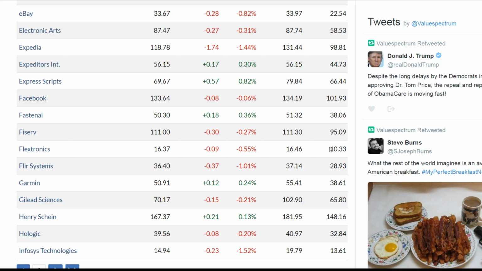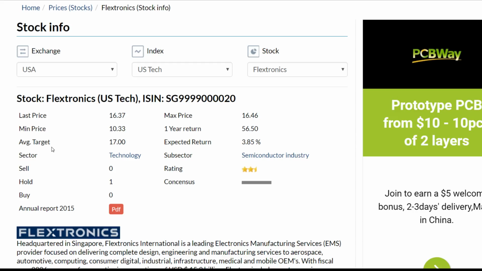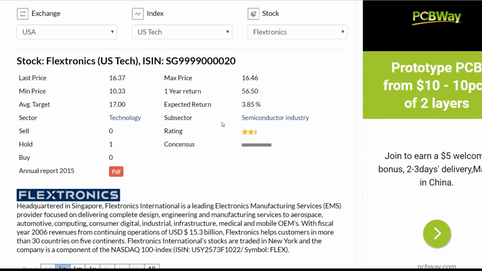Flextronics companies, the minimum price is $10.33 US and the maximum price is $16.46 US. And now the company is traded at $16.37 US, which is slightly less than the maximum price. If we click on it, we will see the details of the company and a short overview. Flextronics company is active in the technology sector and the semiconductor industry subsector.